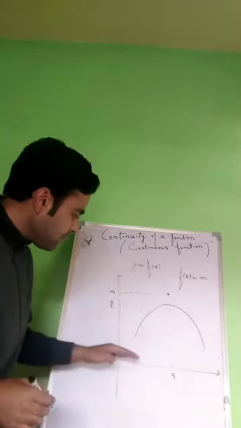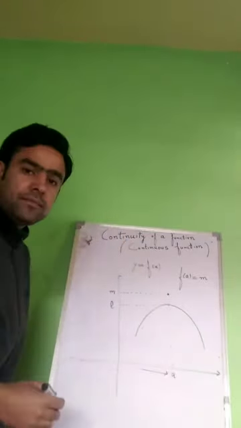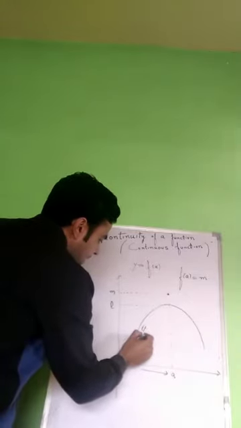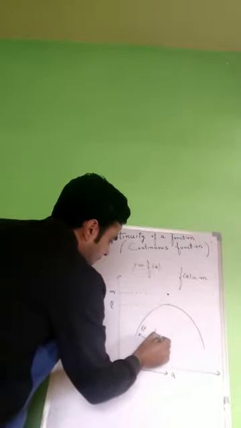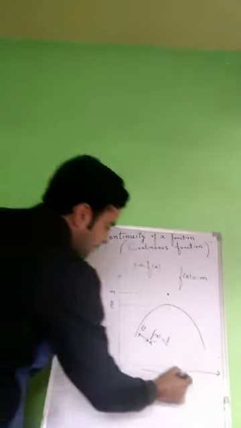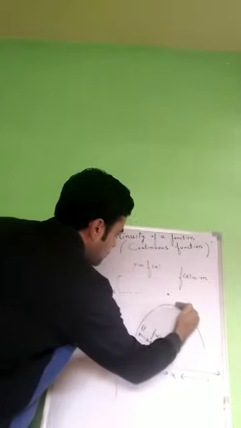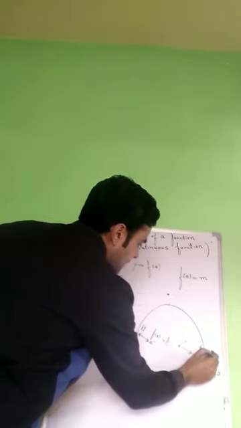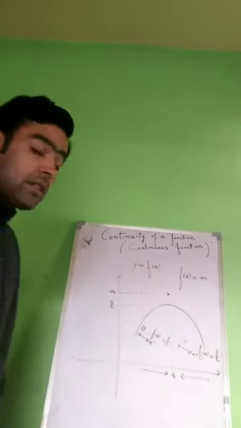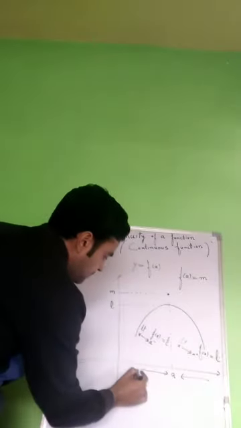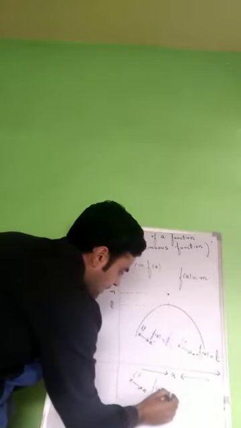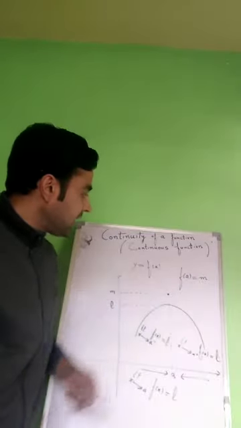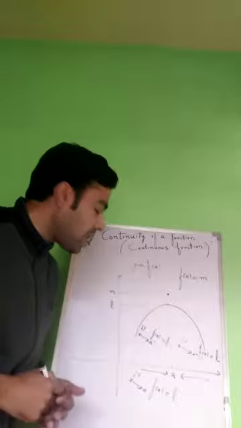Also, as we approach A from left, f(x) approaches the height L. That is, limit x approaches A minus f(x) is equal to L. Similarly, if we approach A from right, f(x) approaches the same height L. So we can write limit x tends to A plus f(x) is equal to L. Thus, we can say that the limit x tends to A, f(x) is equal to L. That is, the limiting value of the function is equal to L. But the value of the function is equal to m at point A. So they are not equal.